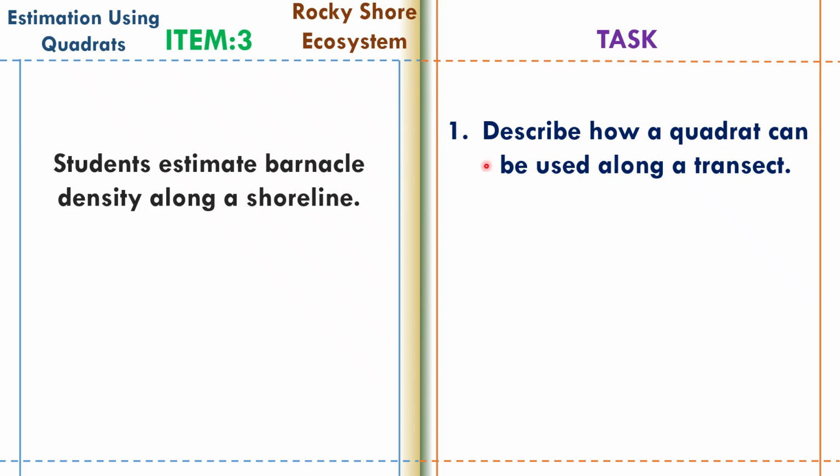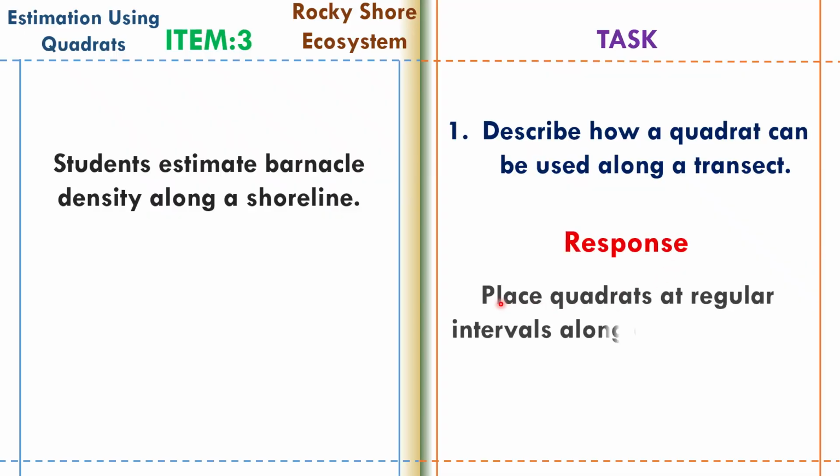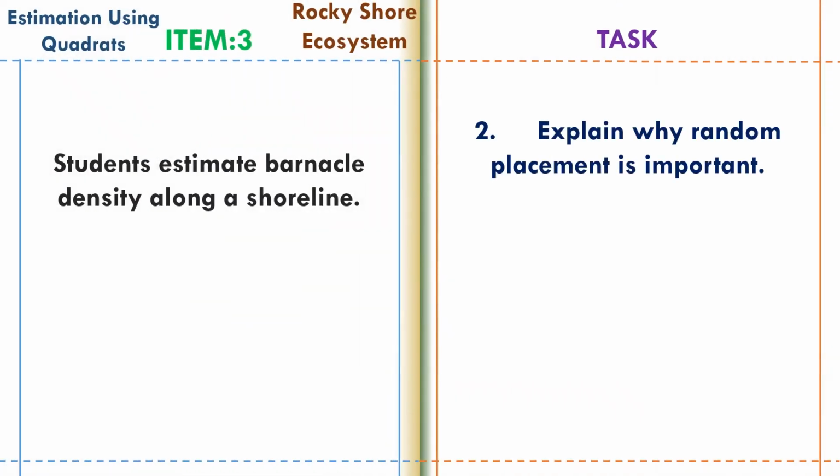Describe how a quadrant can be used along a transect. Place quadrants at irregular intervals along a line transect. Explain why random placement is important. It reduces sampling bias.